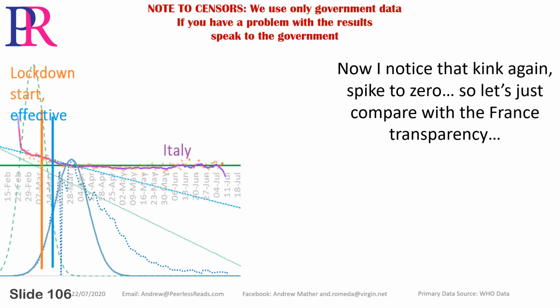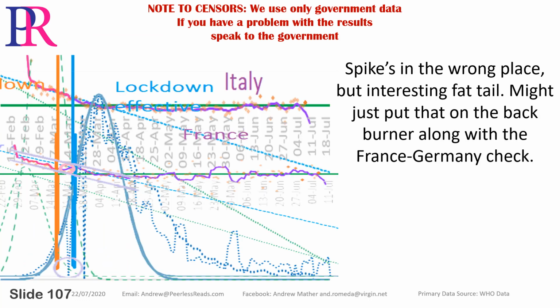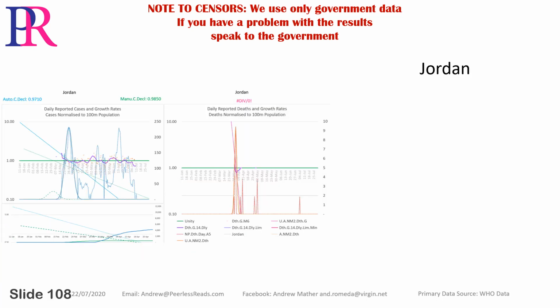Now I notice that kink again spiked to 0, so let's just compare with the France transparency. Spikes in the wrong place, but interesting fat tail. Might just put that on the back burner along with the France-Germany check. Jordan.